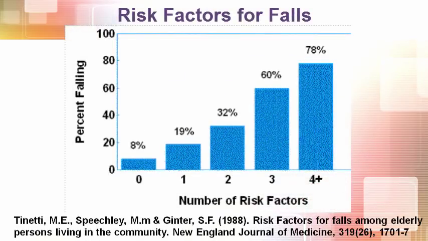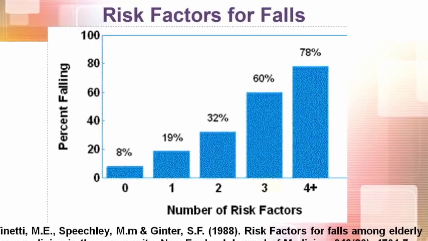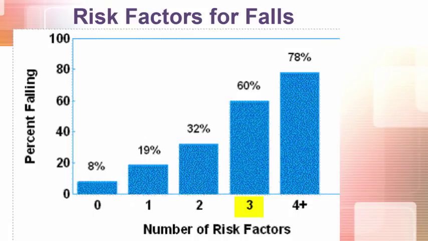This graph shows how the number of risk factors can increase the frequency of falls. If an older adult has 3 risk factors, their risk of falling is 60% greater than someone who has no risk factors. If the older adult has 4 or more risk factors, their risk of falling is 78% greater. This clearly demonstrates the importance of reducing as many risk factors as possible to help prevent falls. For example, if you remove 2 risk factors from someone who had 4, their risk of falling drops to 32%.